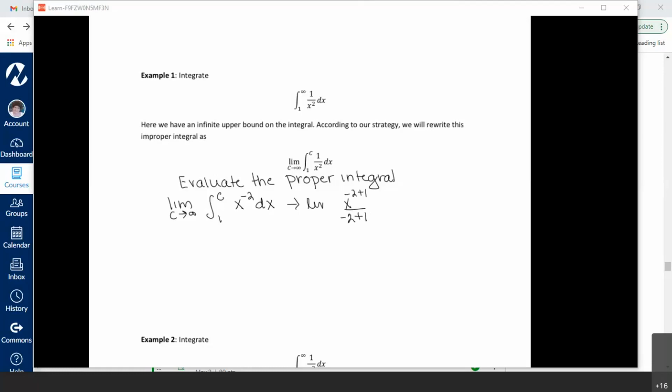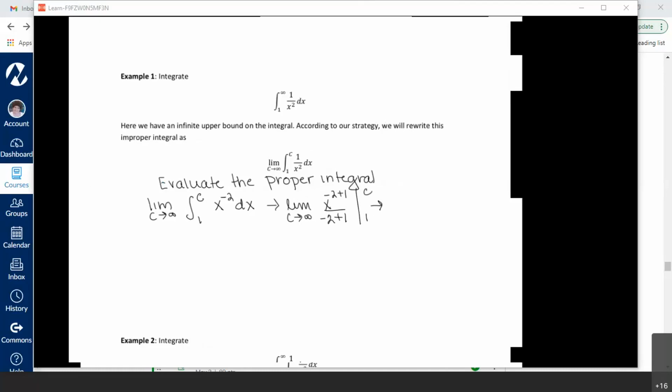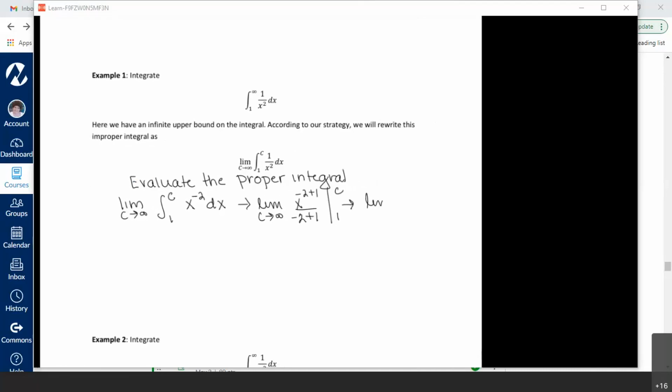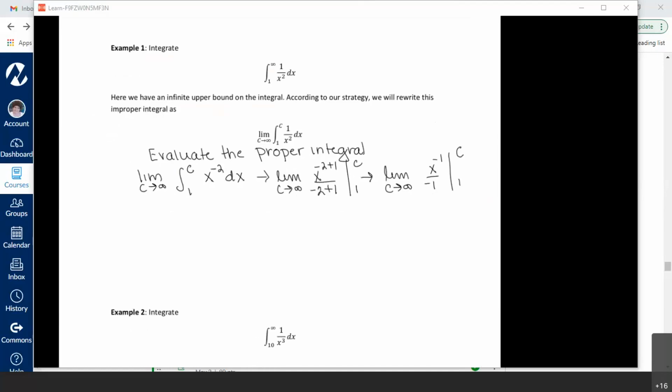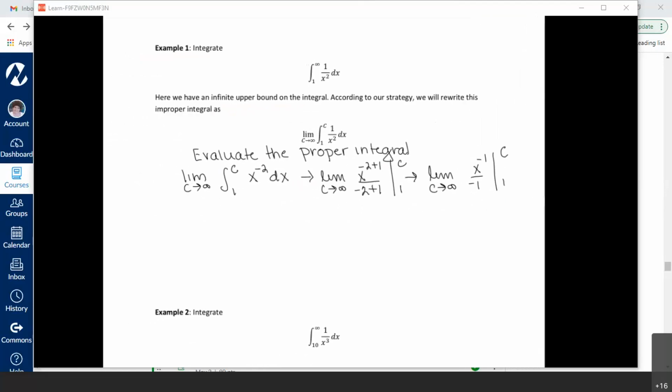I still have the limit as C approaches infinity, and now this gets evaluated from 1 to C. Let's do a little cleanup, and I get the limit as C approaches infinity. Do not lose the limit statement. Negative 2 plus 1 is negative 1, so I have x to the negative 1 over negative 1. All of this is just algebra.